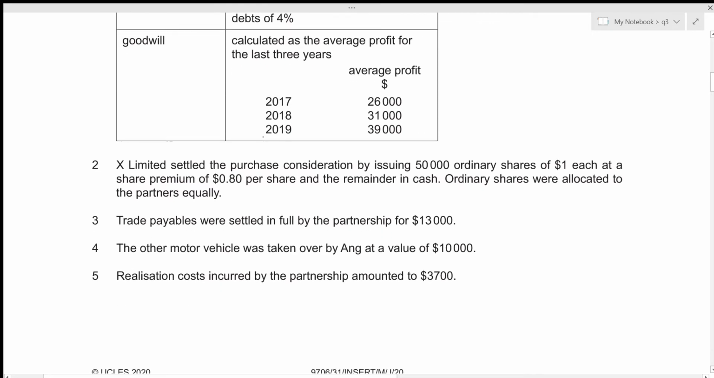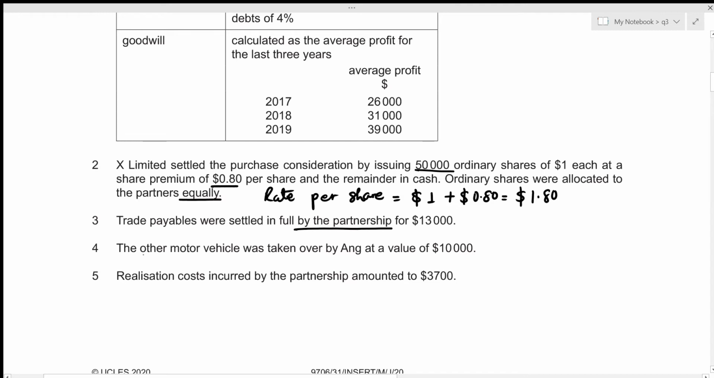Then we are told that X Limited settled the purchase consideration by issuing 50,000 ordinary shares of $1 each at a share premium of 0.80 per share. So the total rate per share, including the share premium, would be the nominal rate of $1 plus the share premium rate of $0.80, which results in the value of 1.80. Okay, and the remainder in cash. Ordinary shares are allocated to the partners equally. Then trade payables were settled in full by the partnership for 13,000. The other motor vehicle was taken over by Ang at the value of 10,000, and the realization costs incurred by the partnership amounted to 3,700.